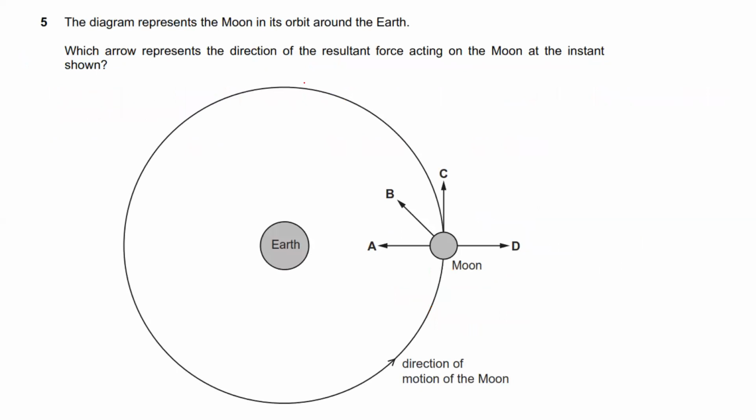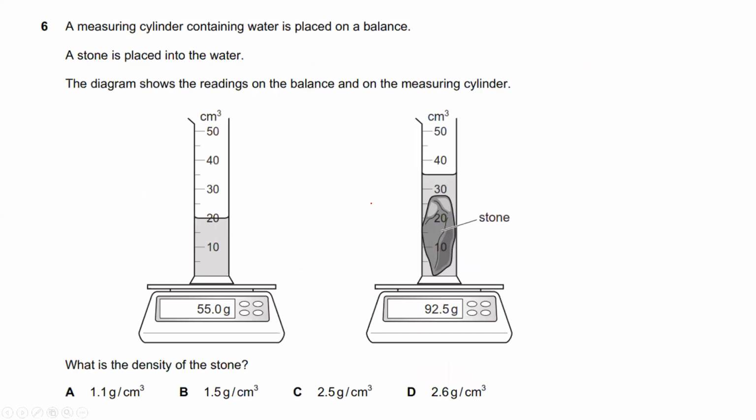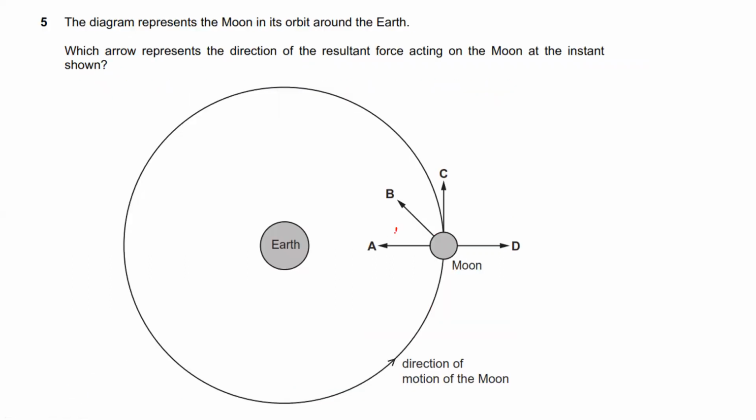Next question, it says the diagram represents the moon in its orbit around the earth. Which arrow represents the direction of the resultant force acting on the moon at the instant shown? So at this point, this is the direction. The resultant force will be the centripetal force, and that centripetal force will be acting towards the center of the earth. So A will be the best choice we have.